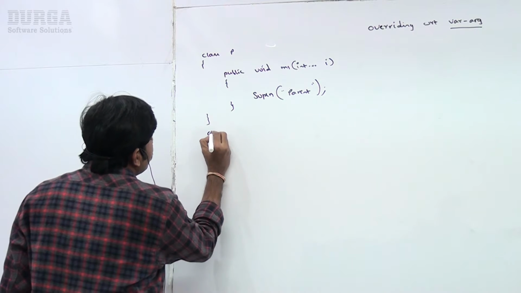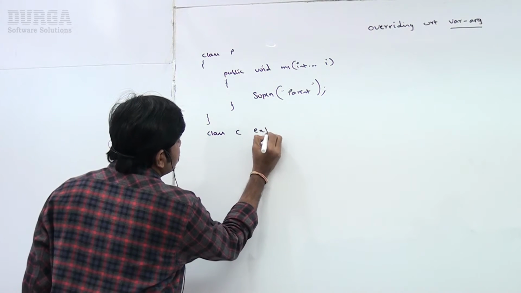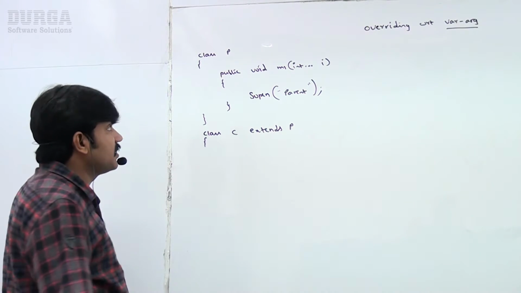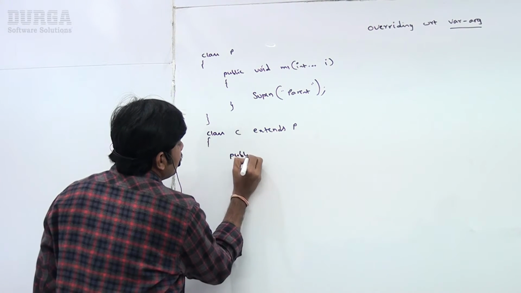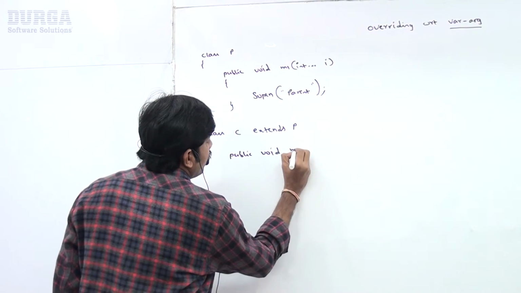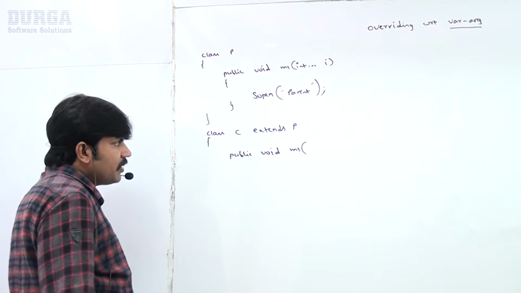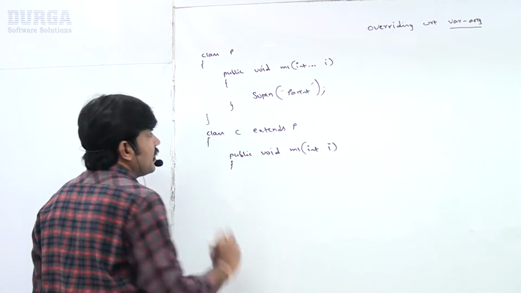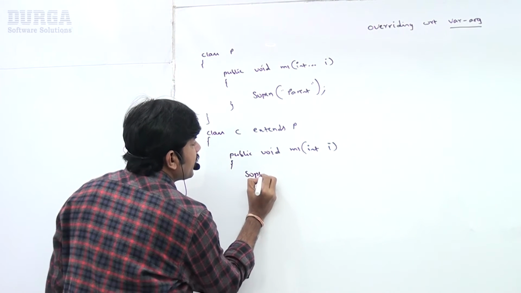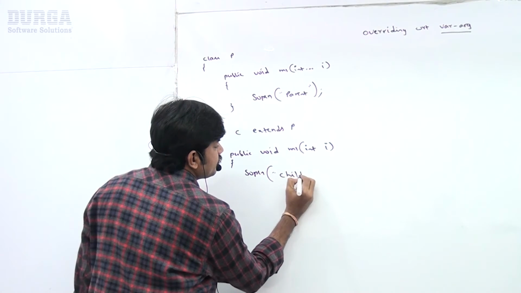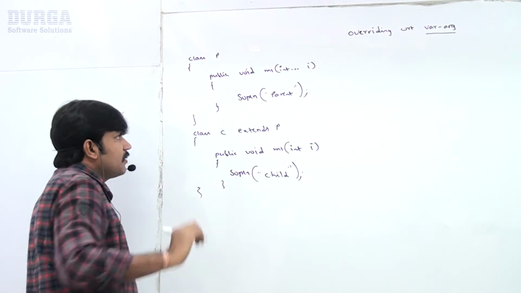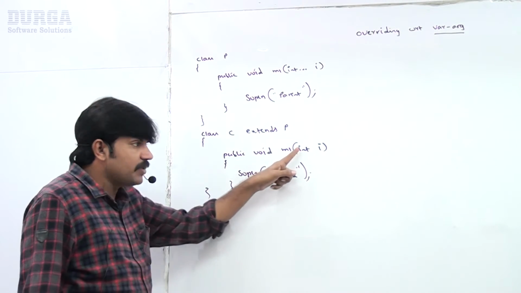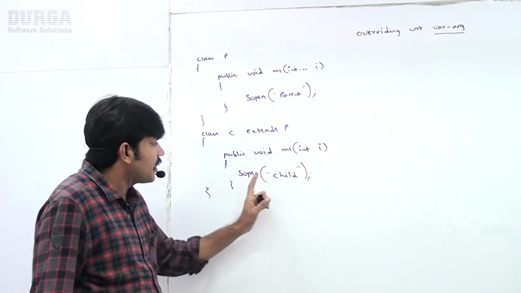Now I'm taking class C extends P. Here, public void m1. Just take a bit of special care, sir: int i, like this I'm taking. System.out.println("child"). Of course, this is the parent class and this is the child class. Inside the child class, public void m1(int i) I'm taking, sir.